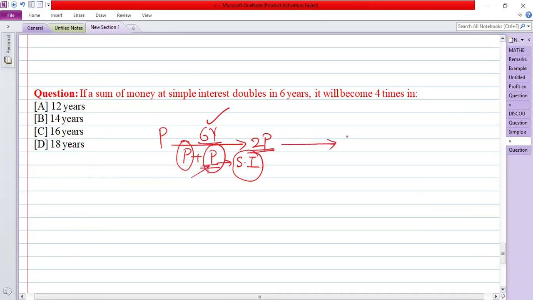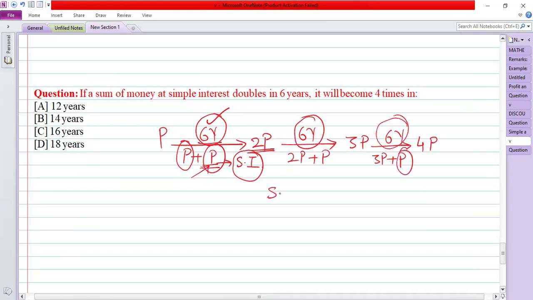Now obviously to become 3P means 2P plus P, again it will take 6 years. And to become 4P, means 3P plus P, again it will take 6 years. Means for every 6 years, simple interest equal to P is there.